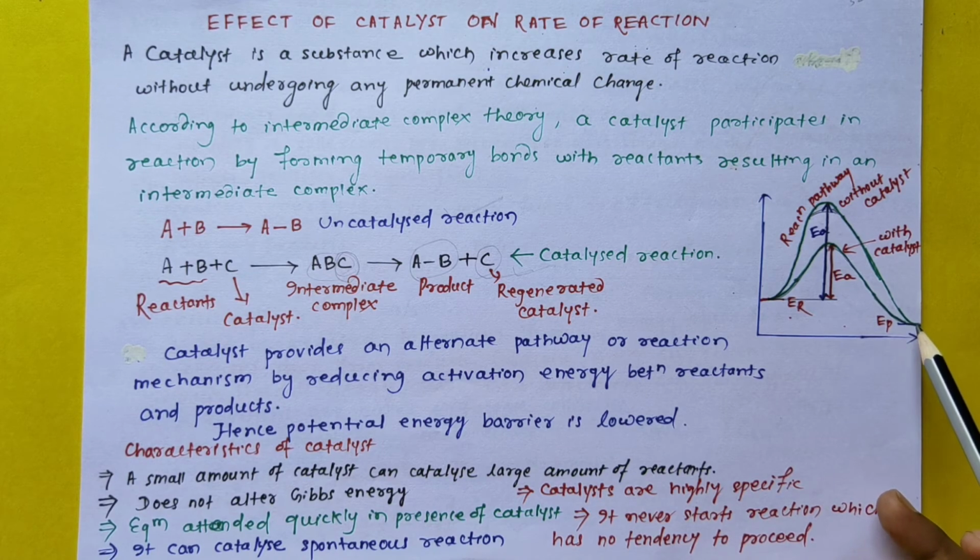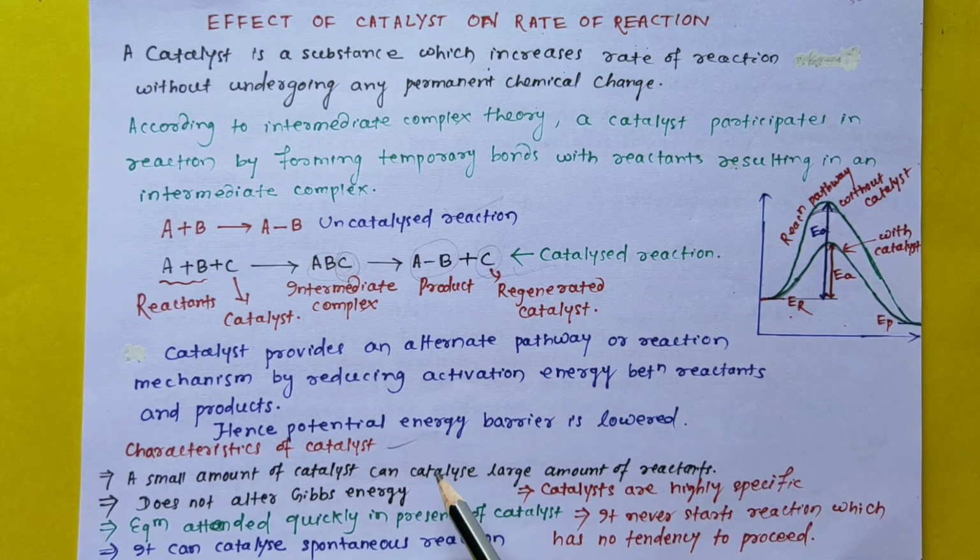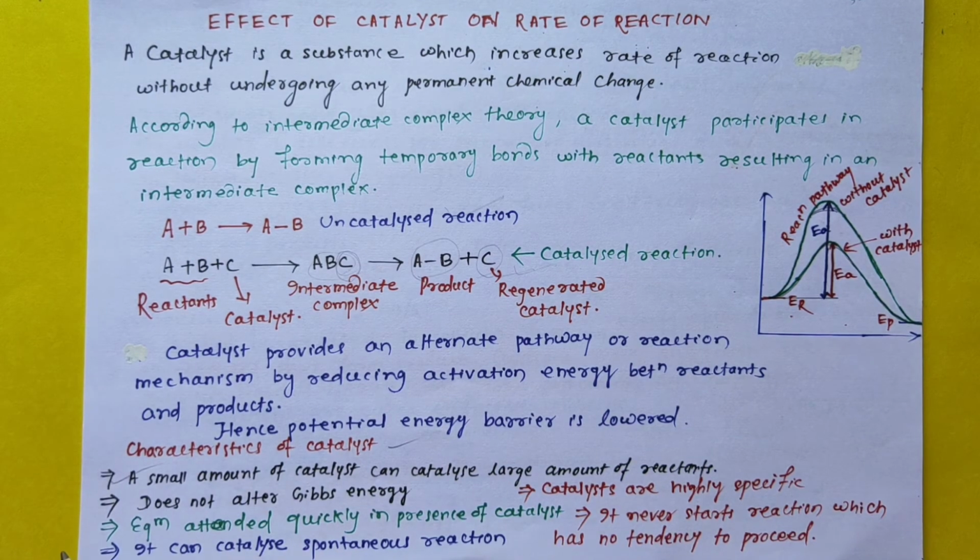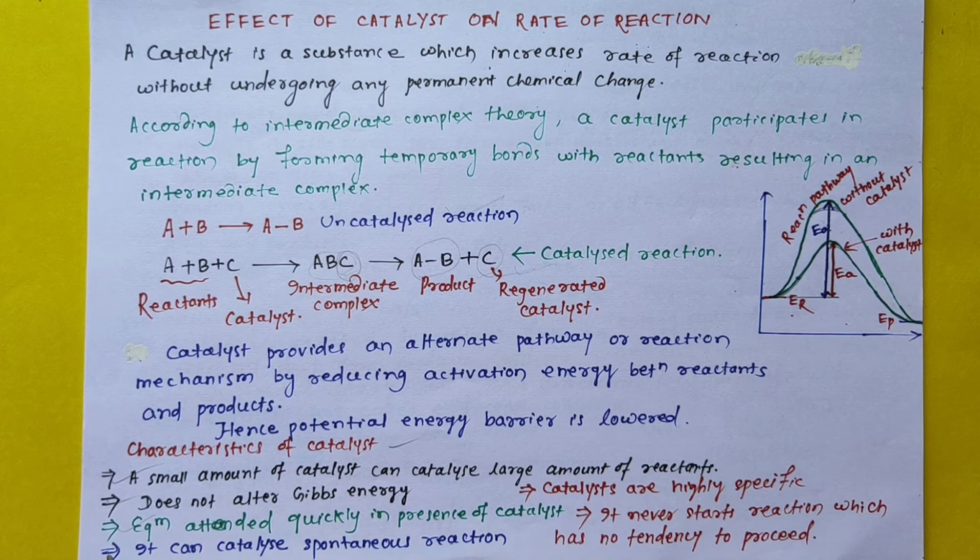Okay, next we will discuss the characteristics of a catalyst. What are the characteristics? Number 1, a small amount of catalyst can catalyze a large amount of reactants. Number 2, it does not alter Gibbs energy. Equilibrium is attained quickly in the presence of a catalyst. That means it increases the rate of the forward reaction and the rate of the backward reaction, so that equilibrium is attained quickly. It can catalyze only spontaneous reactions. That means it will not catalyze non-spontaneous reactions.